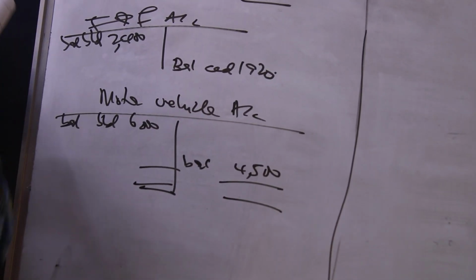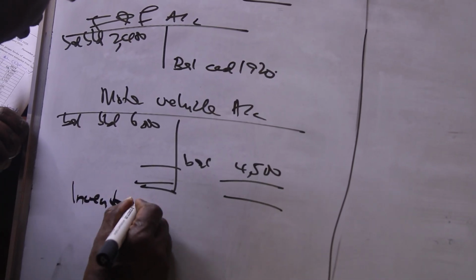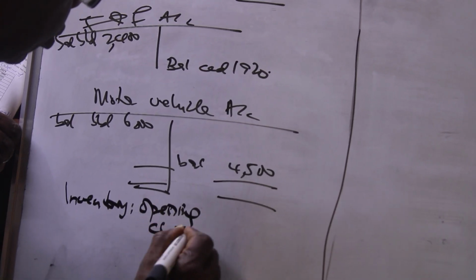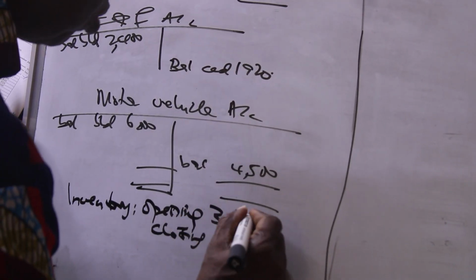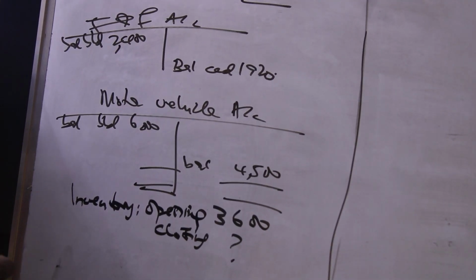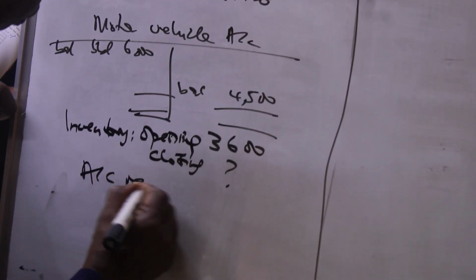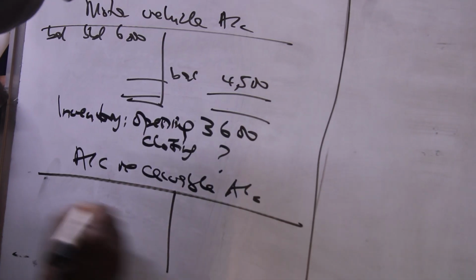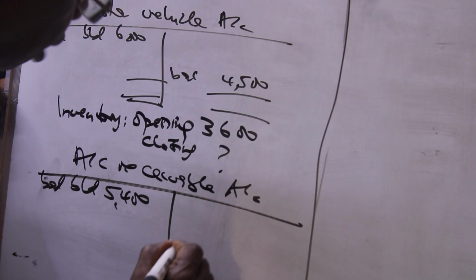That one, we can leave it that way, but you can still say inventory. And we have opening and closing. Our inventory, that is 600, and you can see we have not been given the closing. We're supposed to calculate. Accounts receivable 5472.